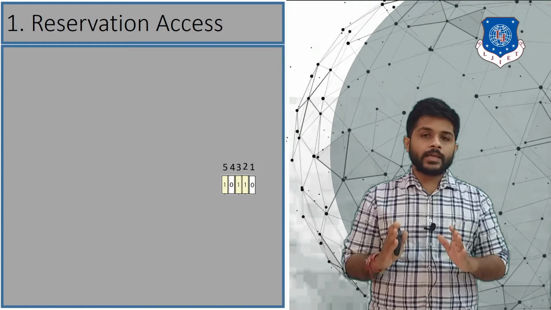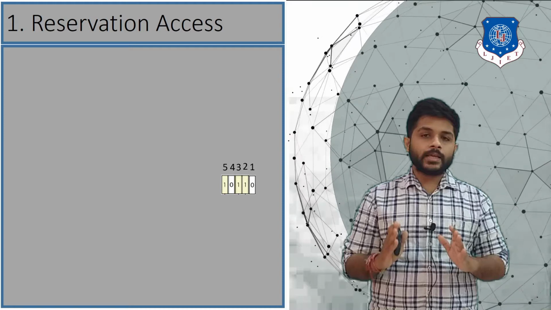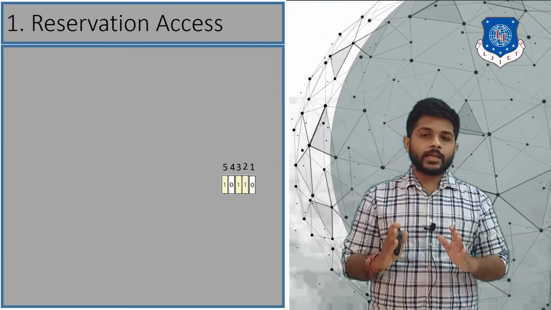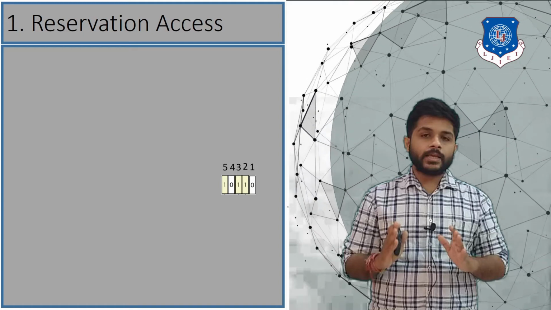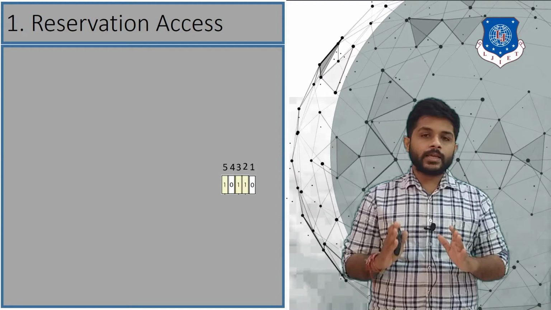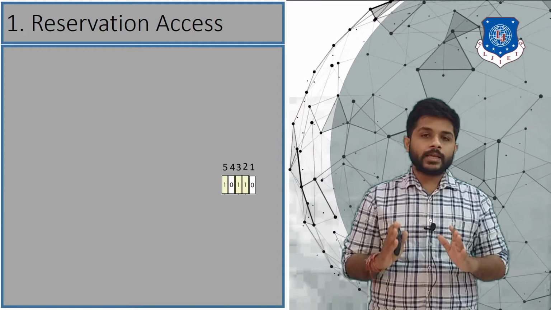After some time, 2 has sent 1 in its reservation slot. So when 2 has sent 1, it means it has announced that it will send data. So all the stations will understand that the first data will be from device A. It will be by device A.